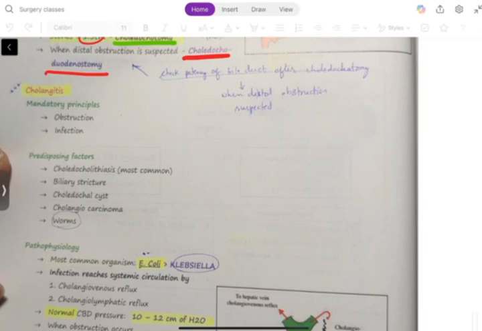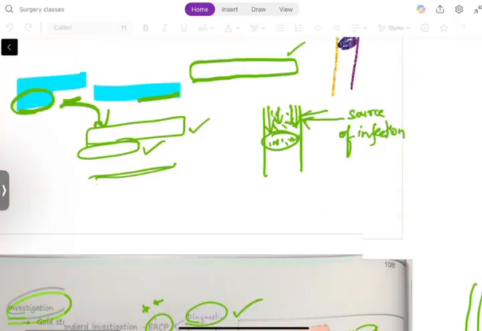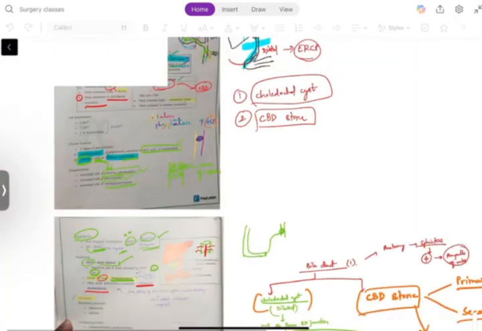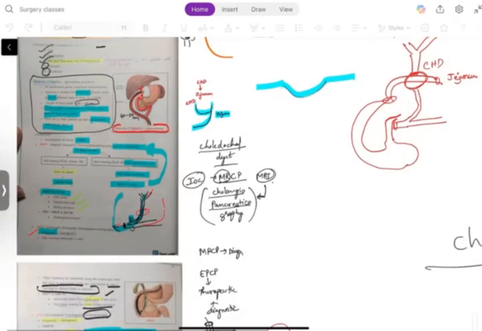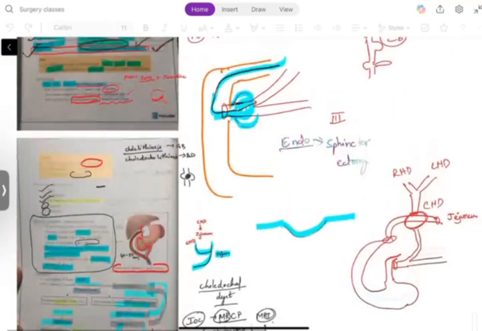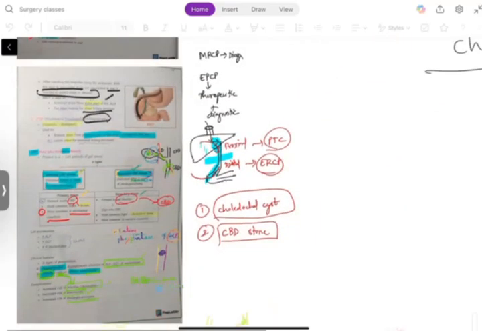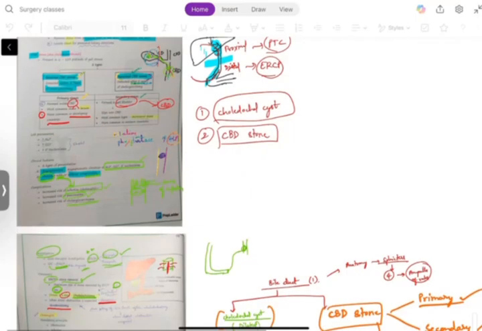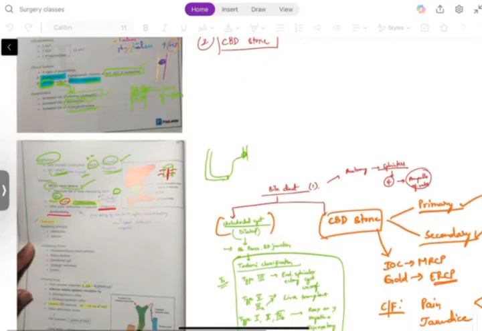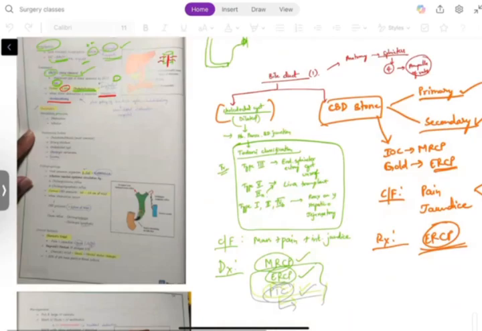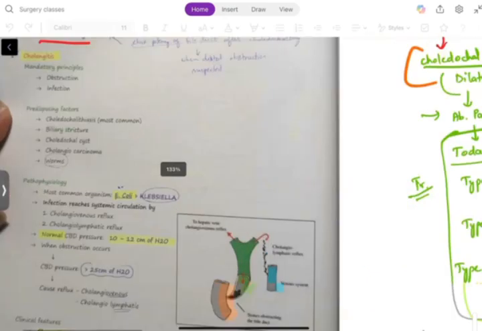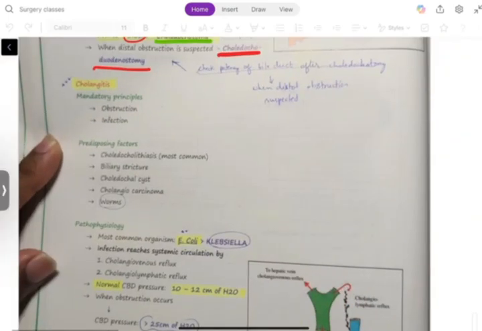So, in the previous class of bile duct, we had discussed two basic bile duct pathologies, that is choledochal cyst and choledocholithiasis, that is abnormal dilatation of the bile duct and a stone in the common bile duct or a stone anywhere in the bile duct. After that, we are now starting with the third pathology of bile duct, that is cholangitis.